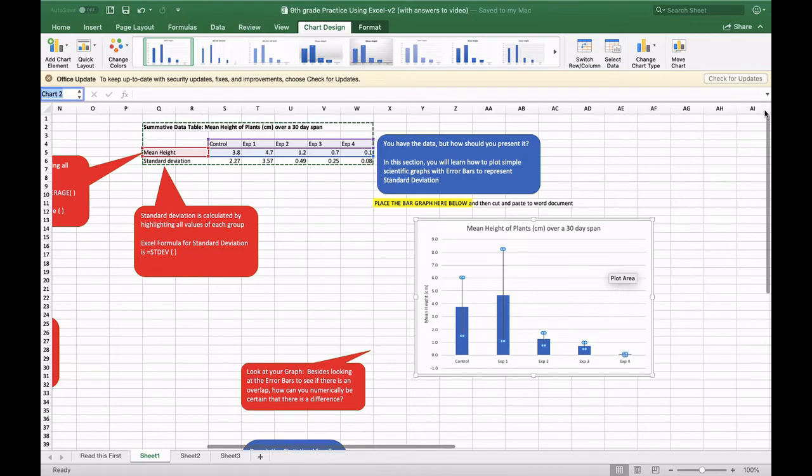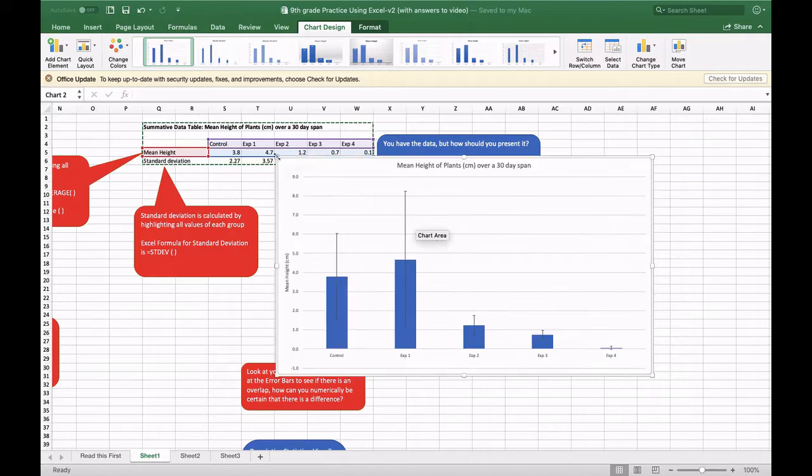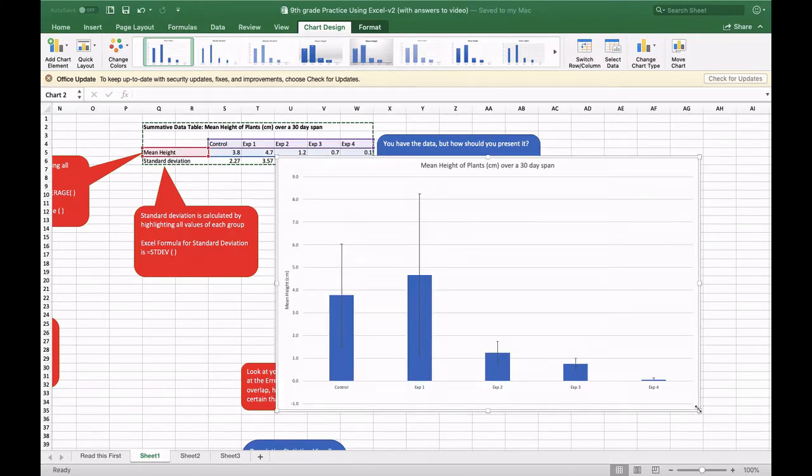So now I'm going to close this panel, and I'm going to make my graph a lot bigger, and now you can see clearly how the standard deviation error bars differ. Okay. Now let's analyze what this is telling you about your results.